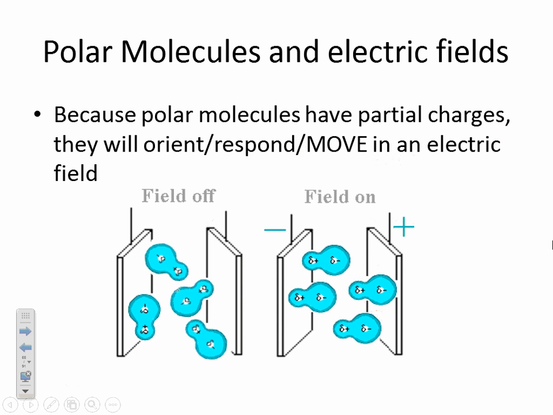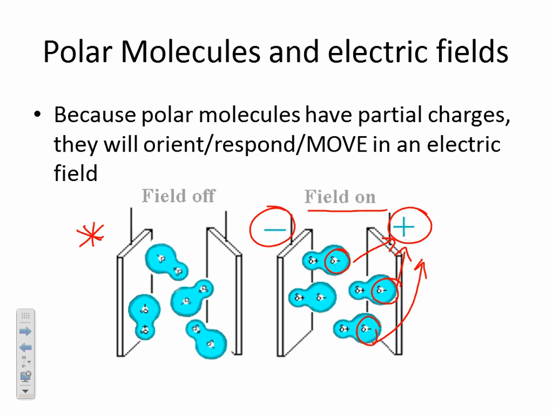Now, a big thing about polar molecules is that because the molecule has these partial charges, partial positives, partial negatives, you actually have an attraction with these molecules to an electric field. You'll notice in this picture here on the left, our electric field is turned off. So the molecules are kind of random in terms of how they're arranged. But as soon as you turn the field on, notice we have the positive plate and we have the negative plate. Now all the partial negatives, they're all facing the positive plate, and all the partial positives, they're all facing the negative plate, they're lining up.